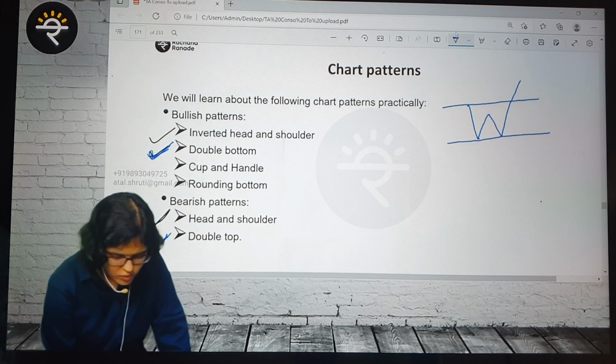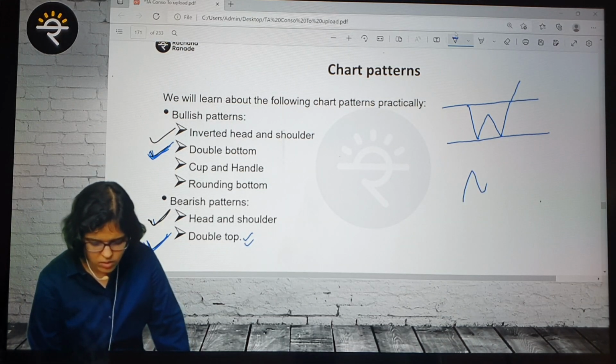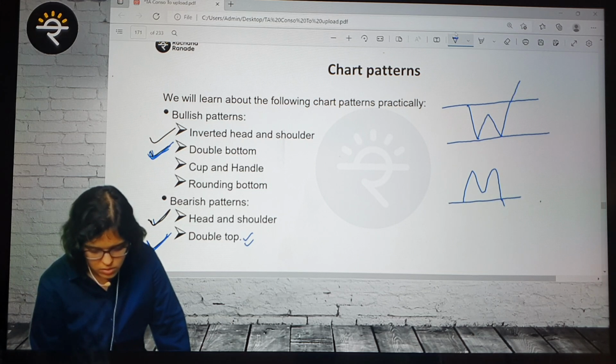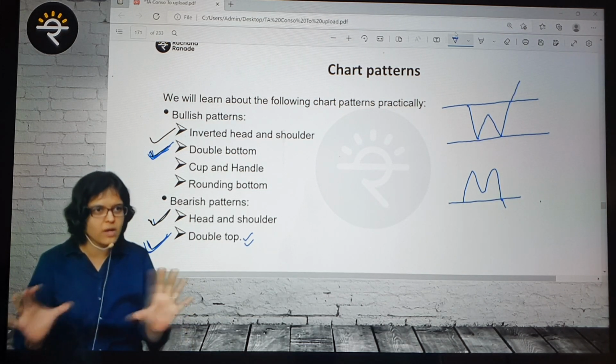Correct? And what could double top look like? M. So the stock went up, took a resistance, came down, again took a resistance, came down, and now this is also broken. Okay? Shall I show you how it looks like?